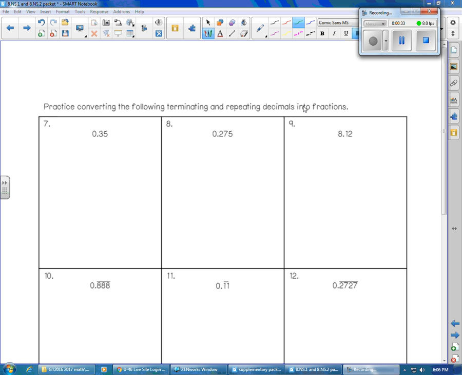Earlier in the lesson, we were taking fractions and converting them into decimals. Now we're going back the other way. Actually, this is not difficult, but it does require remembering our place values. We remember that the first place value past the decimal sign is our tenths, and the second one is our hundredths.